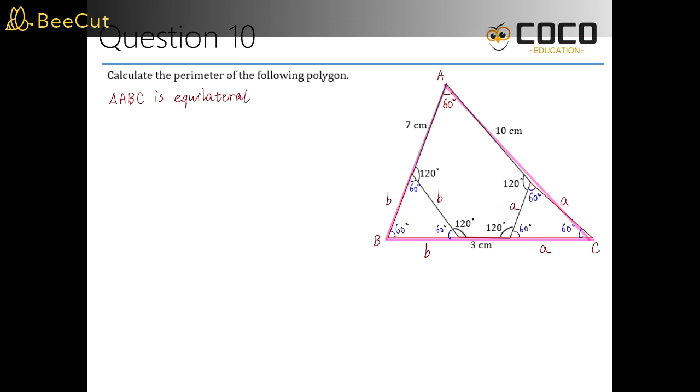Because all three angles are 60 degrees. First, let's check AB equals BC. So AB is 7 plus B. BC is B plus 3 plus A. Minus B on both sides, 7 equals 3 plus A. A equals 4.